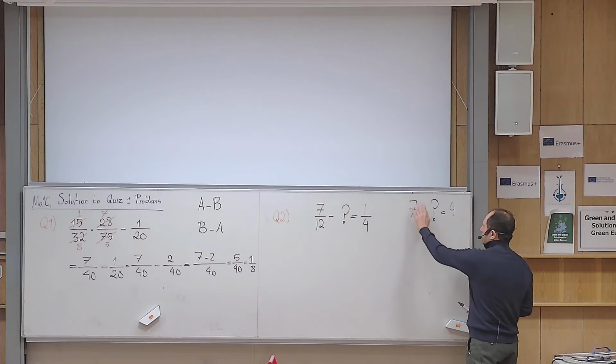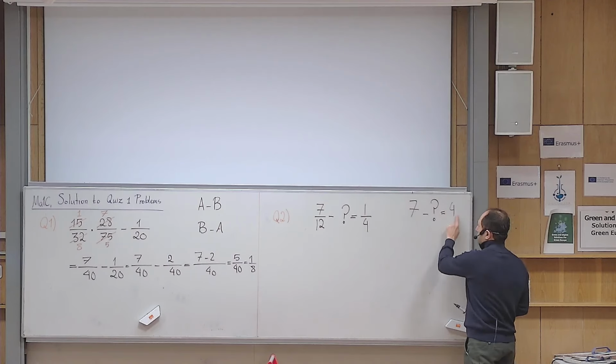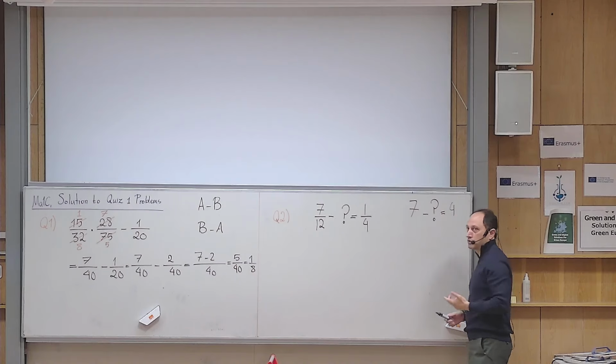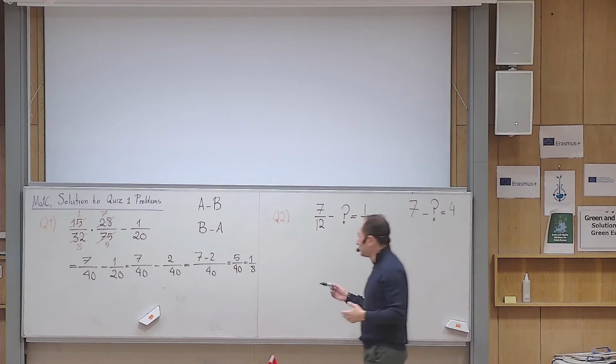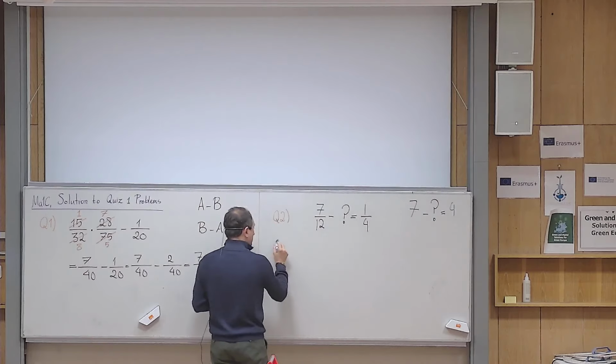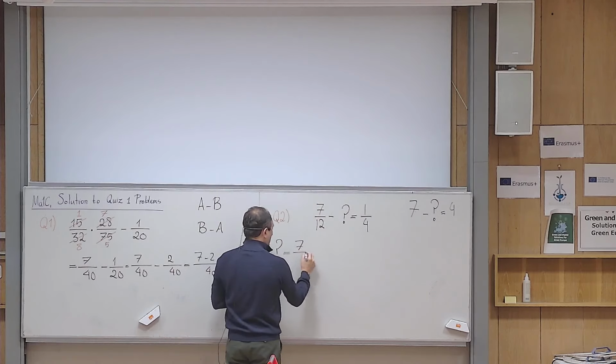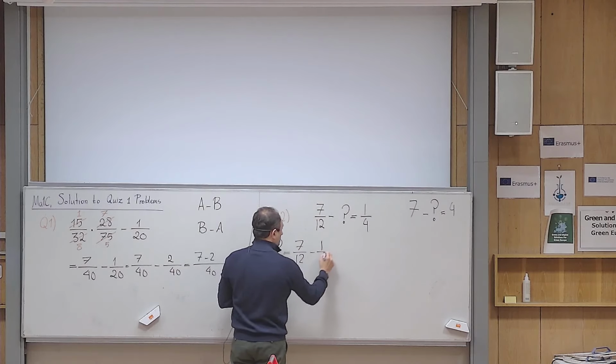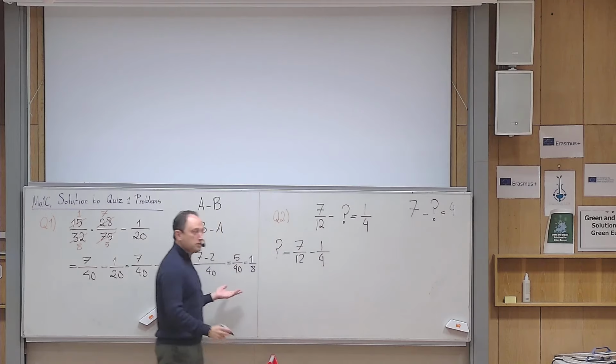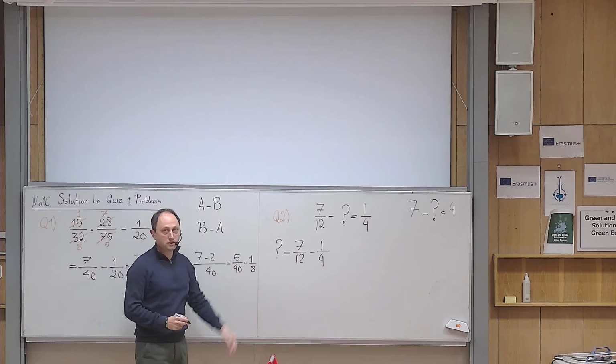How can I find that? I can say that 7 minus this number that you see is supposed to be my question mark. With the same logic, the question mark that I'm looking for in this problem is this number minus 1 over 4. That's it. So you need to do just this subtraction.